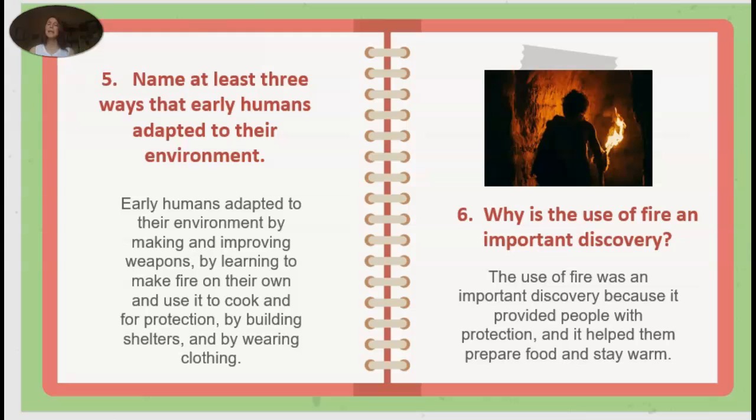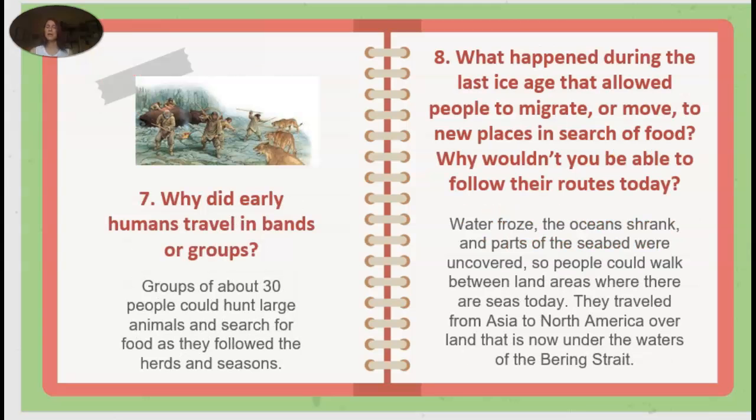Question number 5. Name at least 3 ways that early humans adapted to their environment. Early humans adapted to their environment by making and improving weapons, by learning to make fire on their own and use it to cook and for protection, by building shelters, and by wearing clothing. Why is the use of fire an important discovery? This is question number 6. The use of fire was an important discovery because it provided people with protection and it helped them prepare food and stay warm. And if you'll notice, there's 2 more questions, question 7 and question 8.